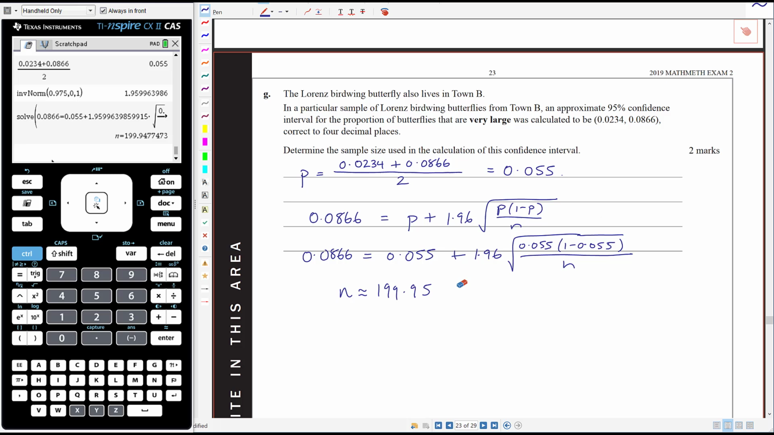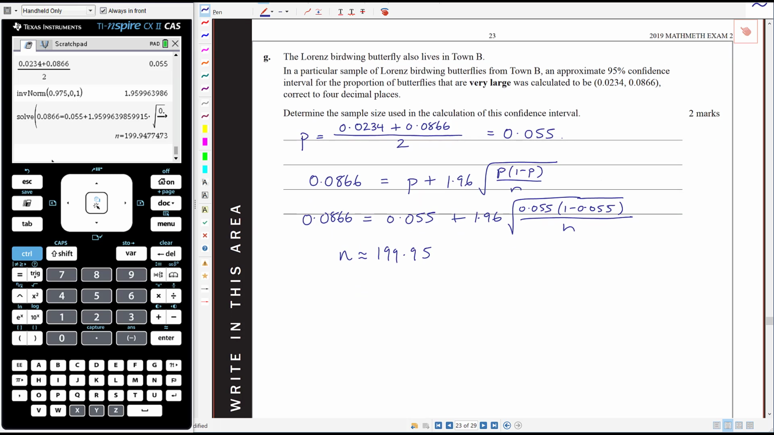In this instance, the nearest whole number is rounding up anyway, but if we round up to 200, we will ensure that we get slightly higher than 95% confidence. Okay, and so therefore n is 200. So 200 butterflies must have been sampled to get that 95% confidence interval.